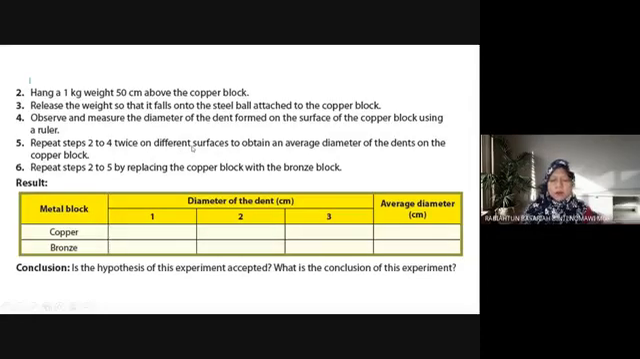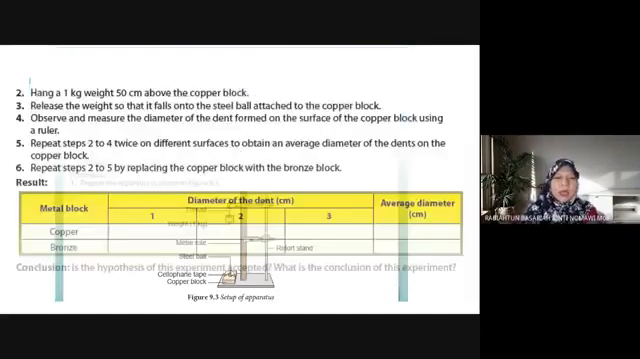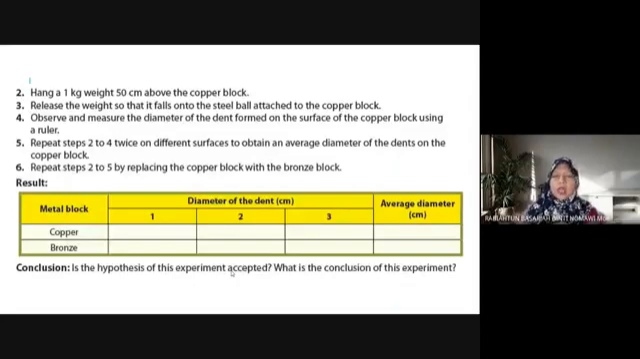If the first one you buat kat depan, you check dia punya kedalaman, the diameter of the dent. Sebab dia macam ni, you letak satu bola kan, steel ball. And then bila kita lepaskan weight ni, dia akan hentam. Steel ball ni akan masuk dalam copper block. And then kita akan sukat kedalaman. What is the diameter of the dent? Berapa dalam dia masuk. And then you buat dekat dua tempat lah, so that you boleh tengok the purata, what is the average.